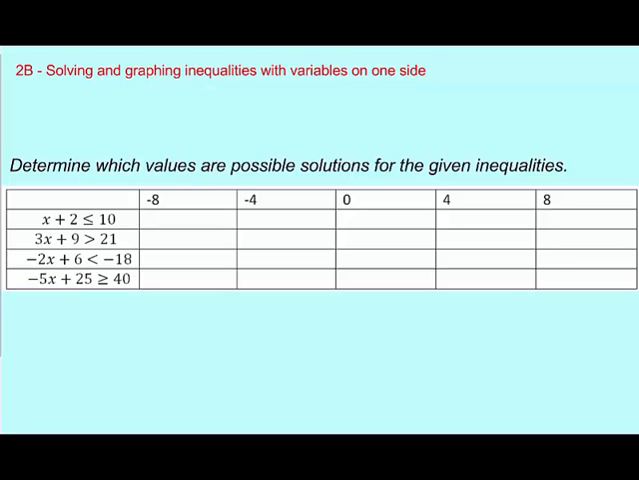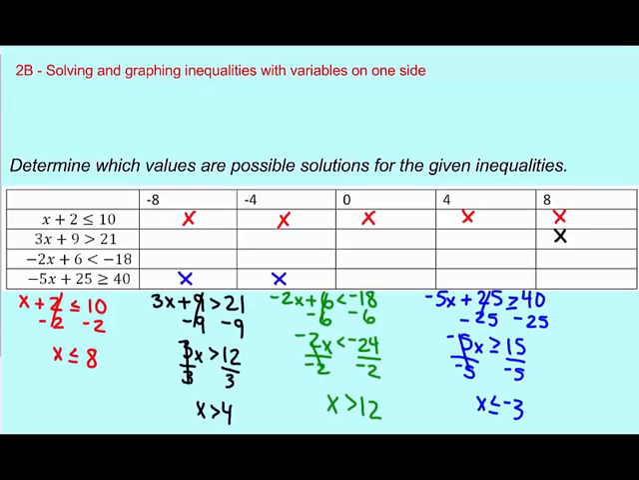Here's an example of something we've worked on a couple of times in warm-ups. So we've got 4 inequalities and 5 possible solutions. We want you to go through and solve and then check all the possible answers for those inequalities. So for the first inequality, we end up that x is less than or equal to 8. So all the red x's represent all the less than or equal to 8's.